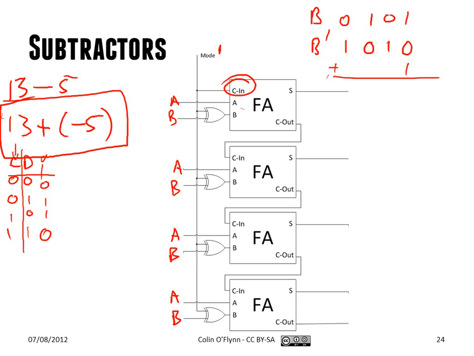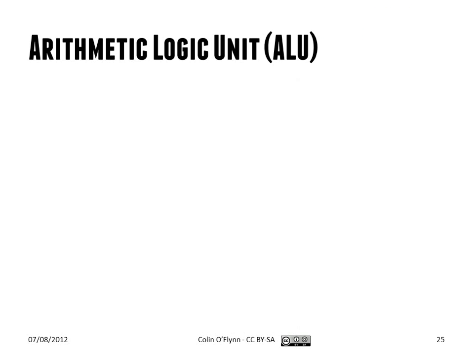So the huge advantage of this is that you don't need whole separate circuitry for adder and subtractor. You just have a 16-bit adder with these XOR gates in the input, and it can become a 16-bit subtractor. So it's the same logic, and you just decide what you do with it.